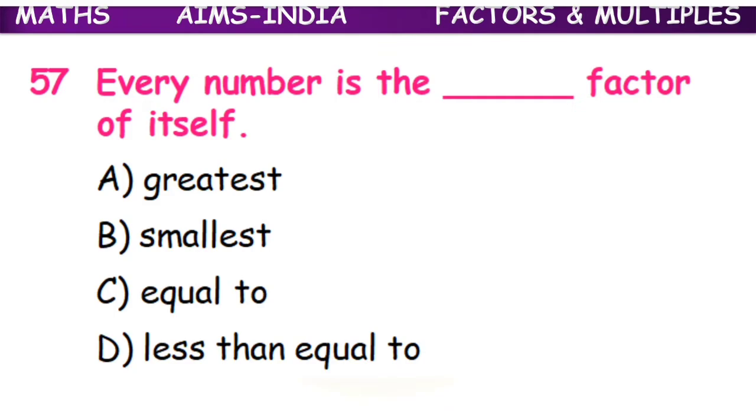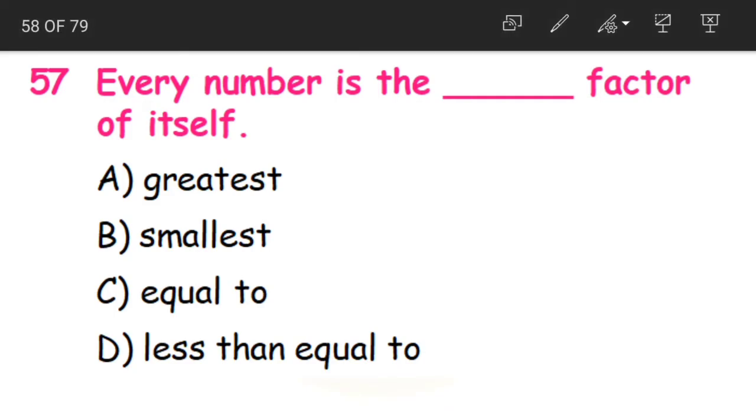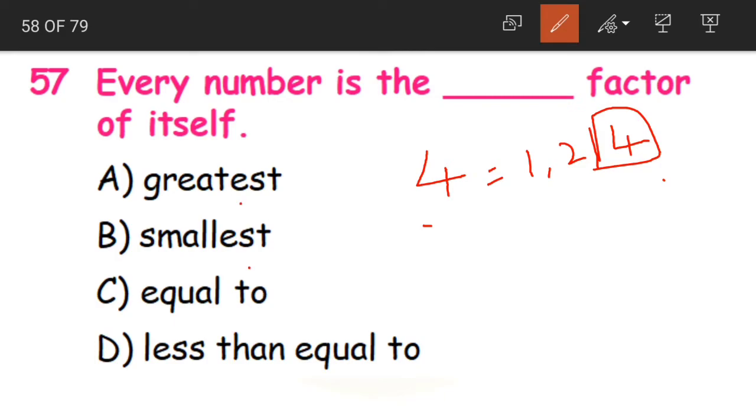Yes. Next, every number is the dash factor of itself. See, suppose if I am taking the number 4, what are its factors? 1, 2 and 4. So every number is the which factor of itself? Is it greatest, smallest, equal to or less than or equal to? It is the greatest factor. From the given factors, the greatest factor of every number will be itself. So option A, greatest, becomes our correct answer.